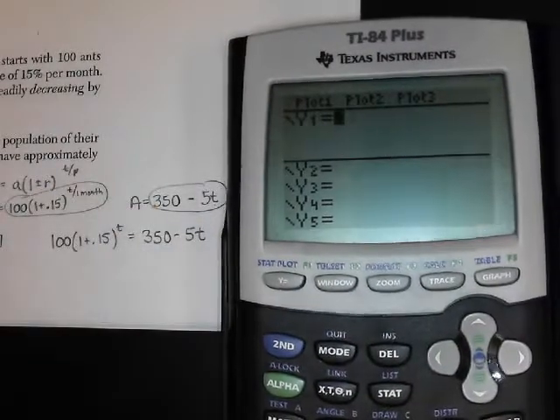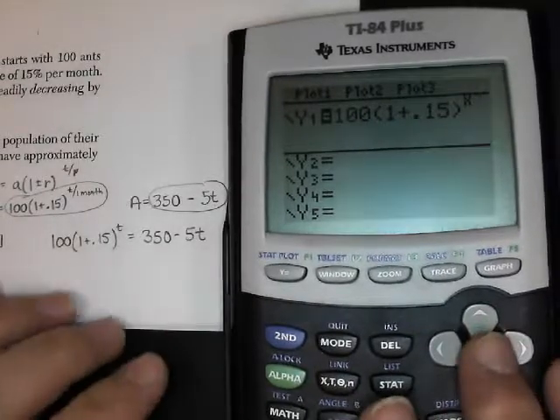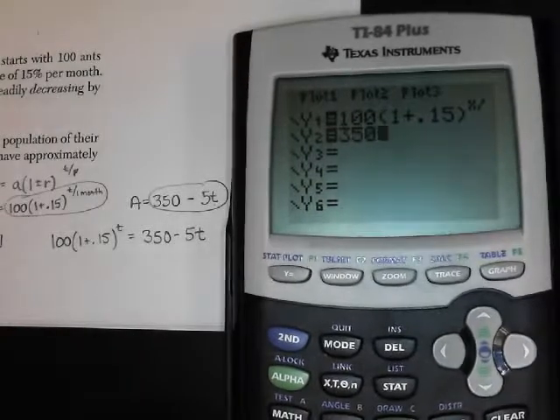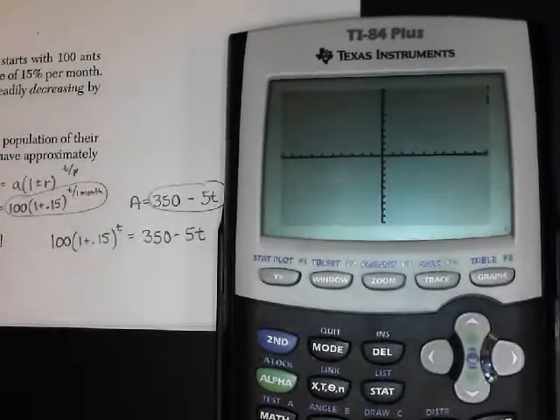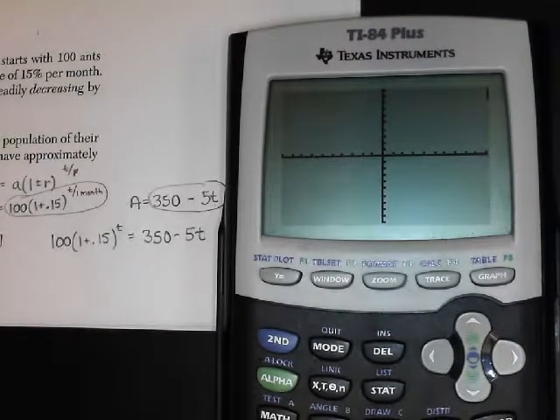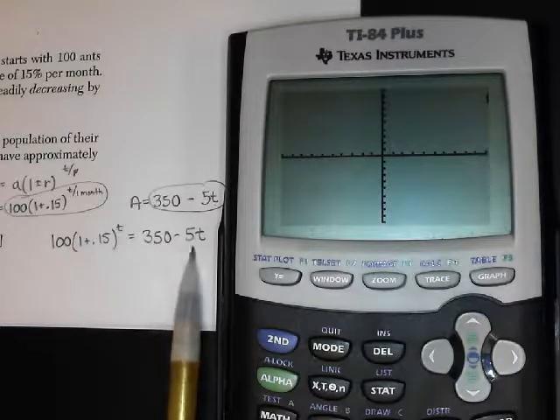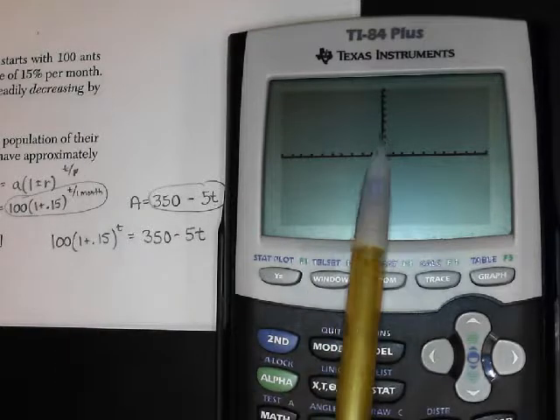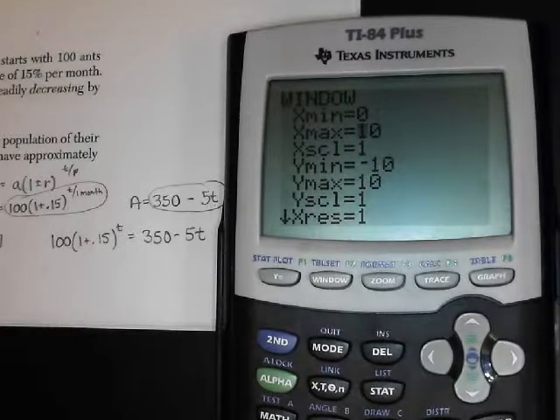So 100, parentheses 1 plus 0.15 raised to the x power, over 1 technically, but you don't have to have that obviously because it is 1. And 350 minus 5x. Start with zoom 6, so my standard window; if it's not big enough, I'll change it. Yeah, I see nothing, and that's because even looking at our linear, our y-intercept is 350, and then it's decreasing. This one's y-intercept is 100, so if I'm only going up to 10, of course I'm not seeing anything. So I'm going to go from 0 to 350.